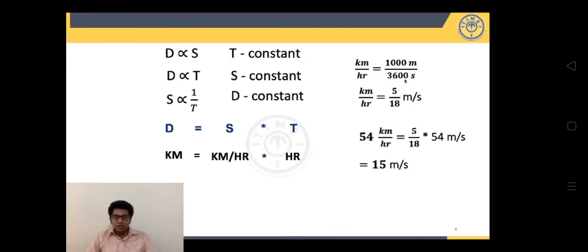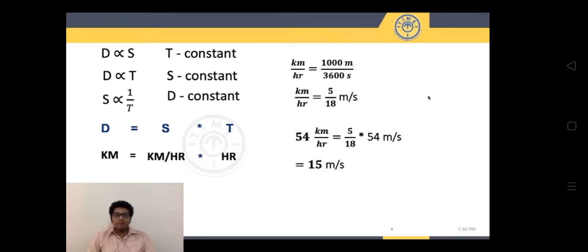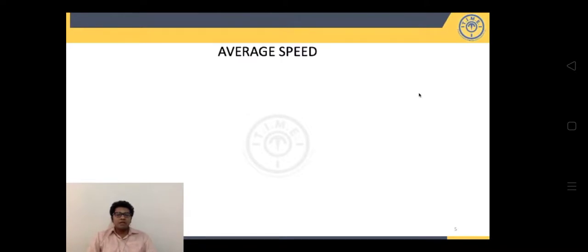So kilometer per hour to meters per second, I should multiply by 5 upon 18, since meters per second is the smaller unit. Meters per second to kilometer per hour, to a greater unit, I should multiply by 18 by 5. Now, let's get into the next concept, which is average speed.